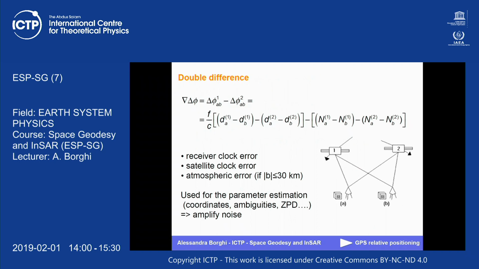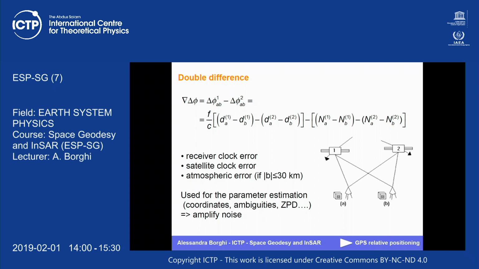Okay. And we can compute double differences. It means the difference between two single differences between two receivers. So we have receiver A and receiver B and satellite 1, and we compute these single differences between receivers. And if these receivers are observing the same satellite, satellite 2, simultaneously, we can also compute the single differences between receivers with respect to that satellite.